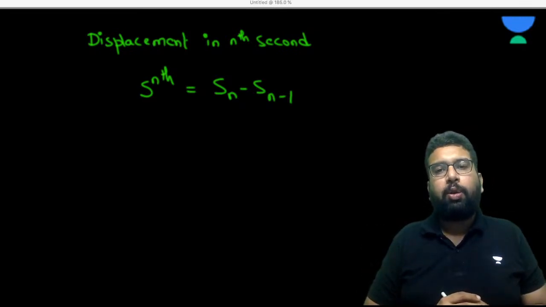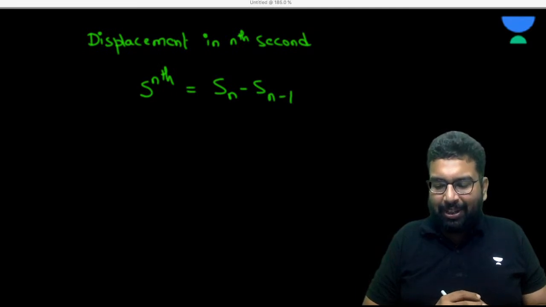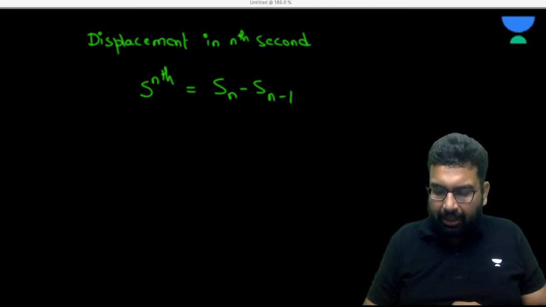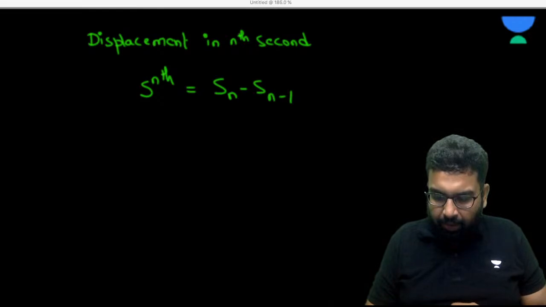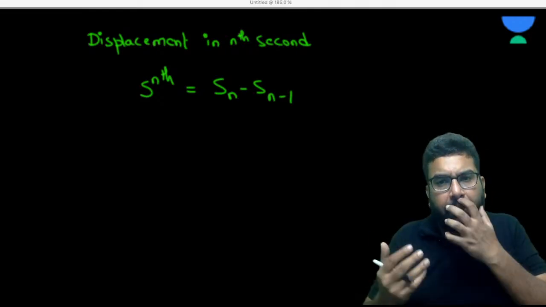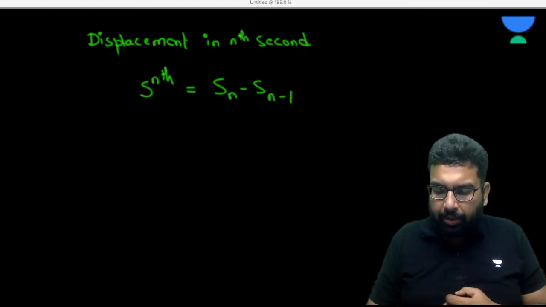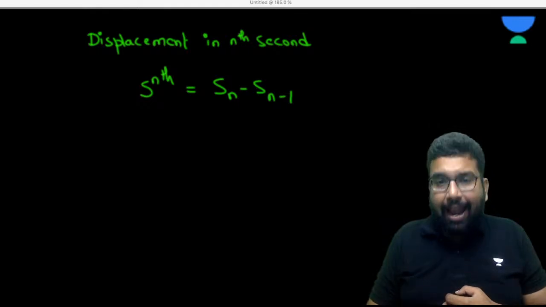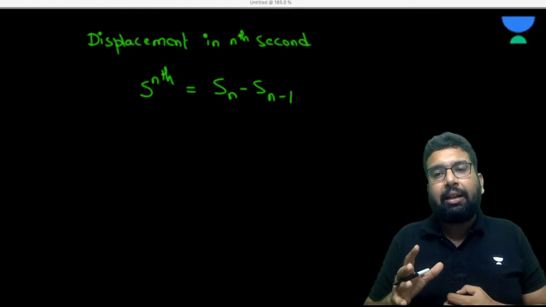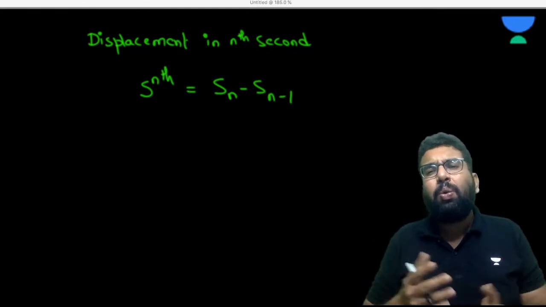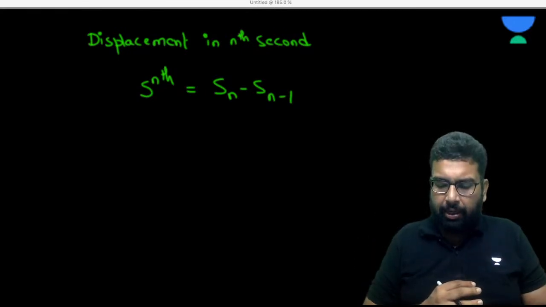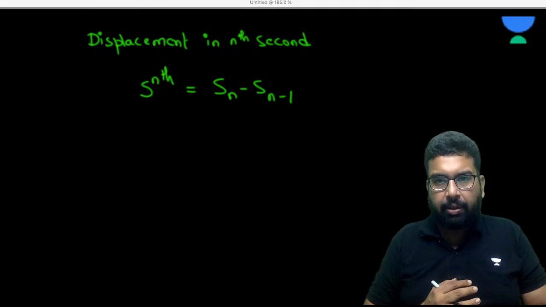So guys, let's keep it to this point in today's session. I hope you have understood all the concepts of today. So the dimension of displacement in nth second will be L. Definitely it will be L, it is the displacement. What is the dimension of displacement? Lt minus 1 in nth second? It is L only. Which book says it is Lt minus 1?